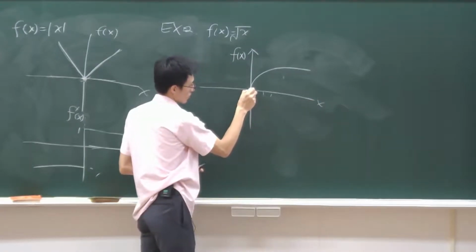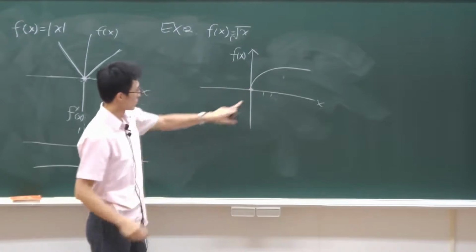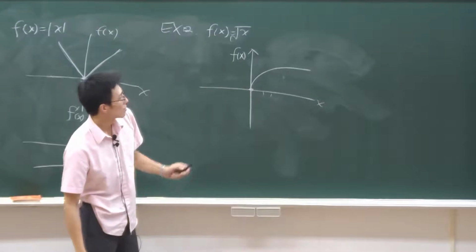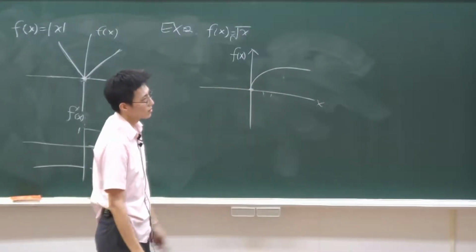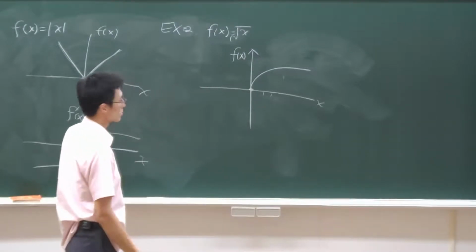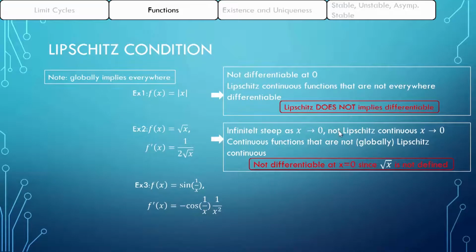So the slope around 0 is very large. Okay, so it's not Lipschitz, but it's continuous, of course. Okay, the third example. So all these examples are very special. I give you all these examples to facilitate your study, but usually, for a general mechanical system, the dynamics won't be looking like this.